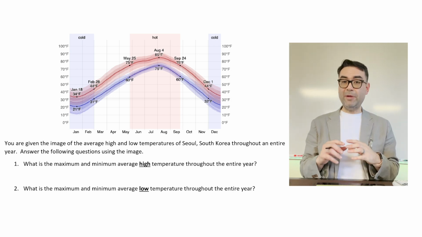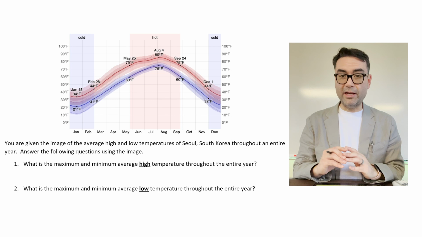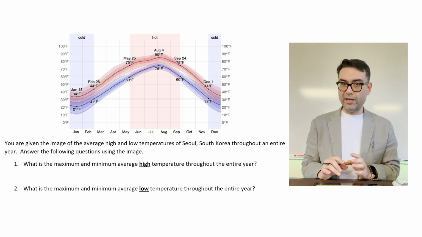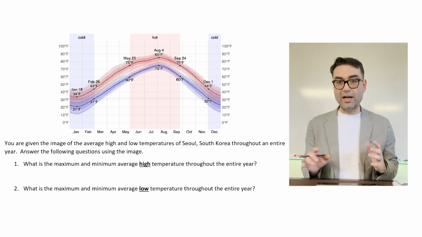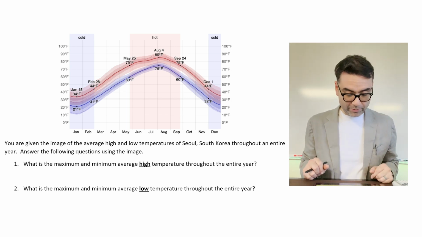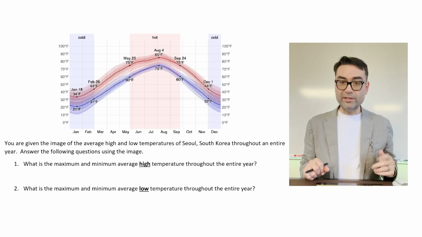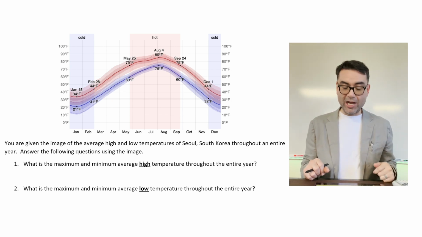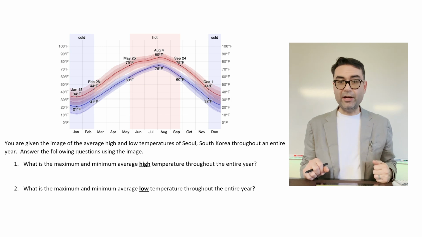Now, if you've been paying attention at all with graphing sine and cosine functions, hopefully you kind of get a feeling of which function this is, sine versus cosine, but if not, that's still okay. We'll just go ahead and read into the problems here. Number one asks, what is the maximum and minimum average high temperature throughout the entire year?